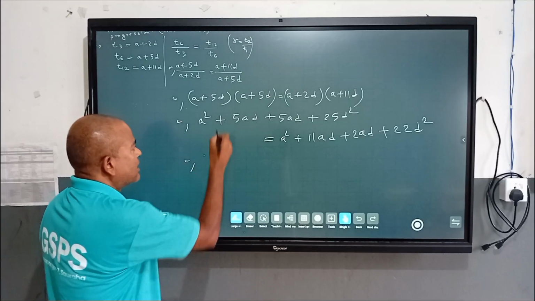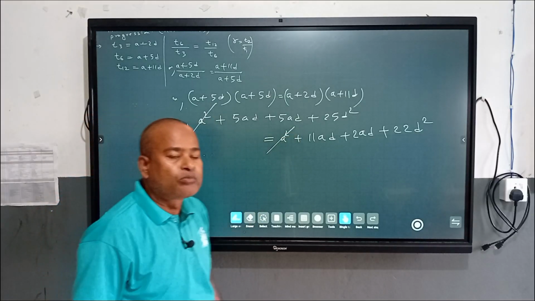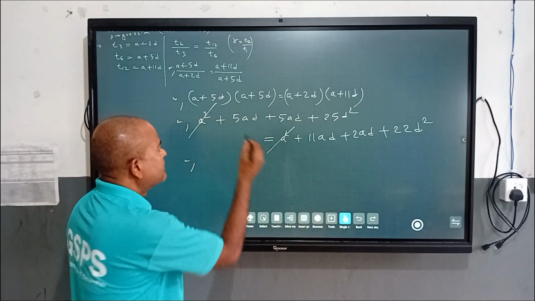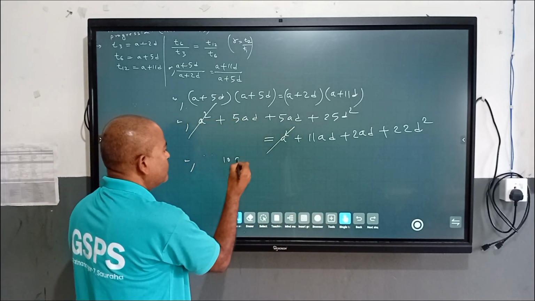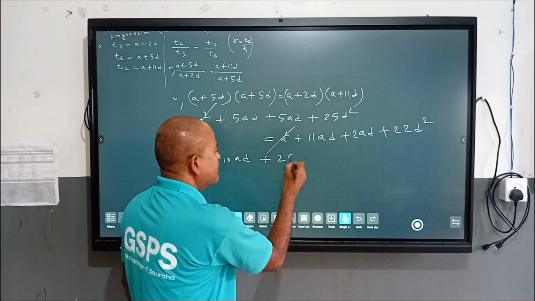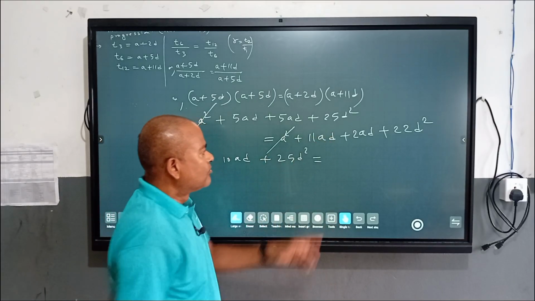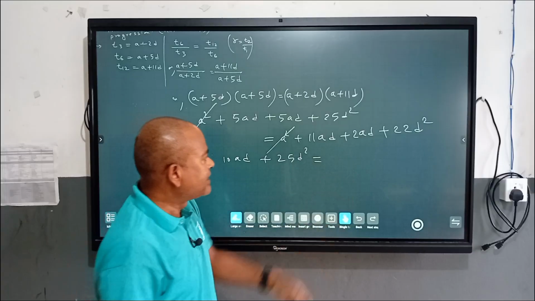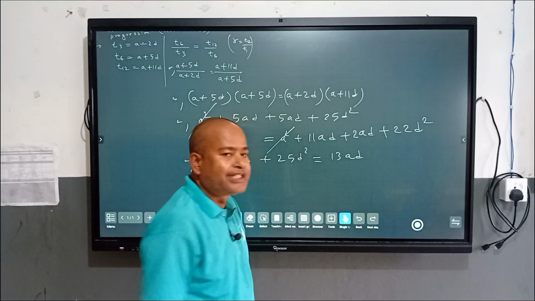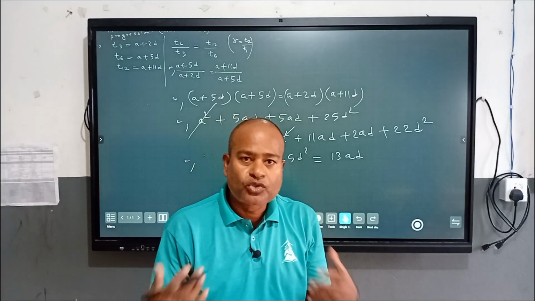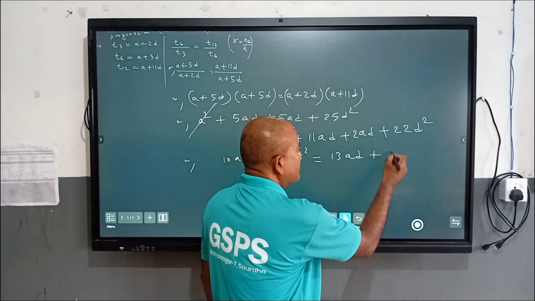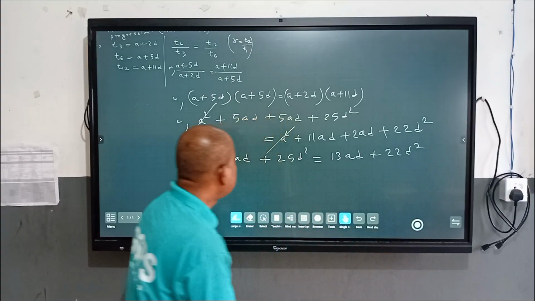So dear students, now a square and a square, both sides they are equal, so we can cancel the equal terms. 5ad plus 5ad, we get 10ad, plus 25d square, keeping as it is, plus now on the right hand side 11ad plus 2ad, we can write 13ad because they are like terms. So by adding 11ad and 2ad, we get 13ad plus 22d square.